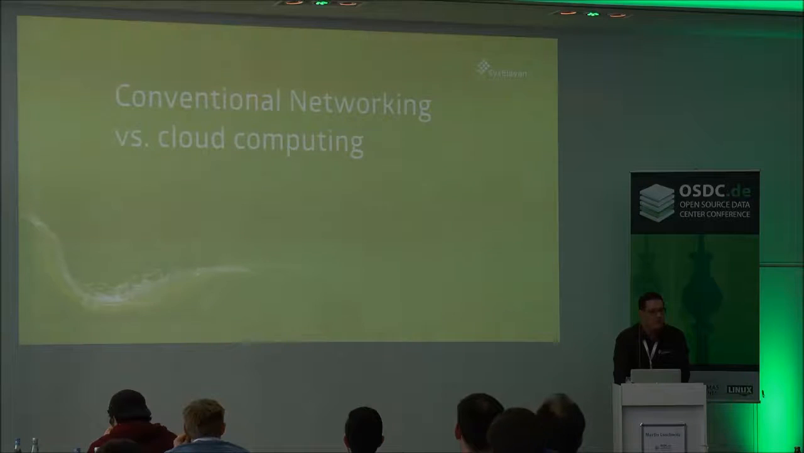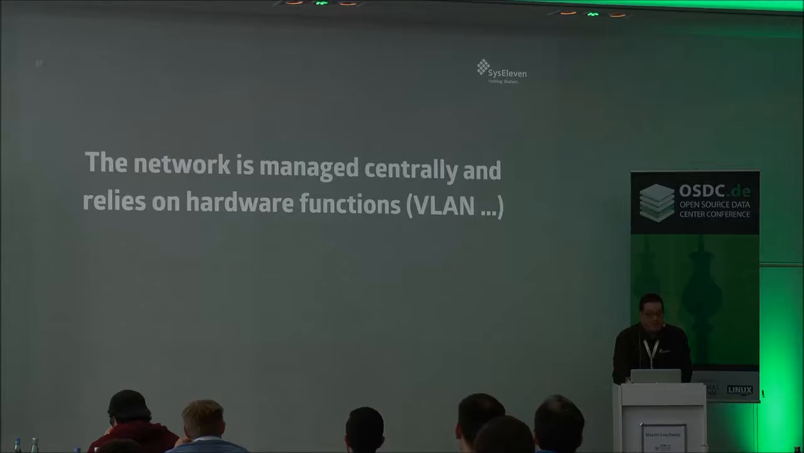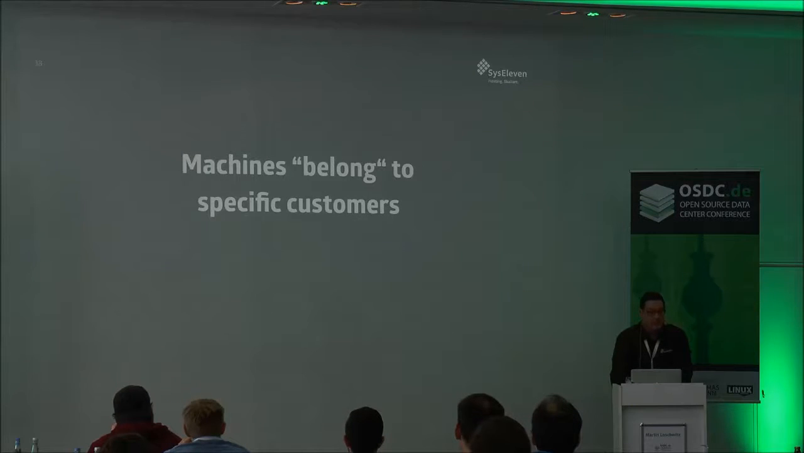And cloud computing is the one reason that we need to look into new ways of virtualizing networks in our setups. Conventional networking makes three basic assumptions. Number one is the network is managed centrally and relies on hardware functions such as VLAN. Whenever you take a look at conventional setups, you will likely find switches actually doing management capabilities, and the one that is used most of the time are VLANs. So I have a logical separation of individual customers on the same switch. I have something on my switch that ensures that customer A cannot see the packets of customer B and the other way around. The second assumption is machines belong to specific customers.